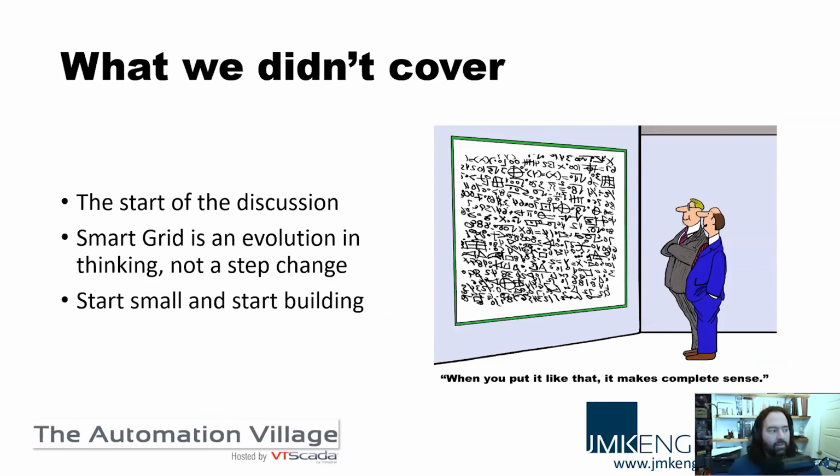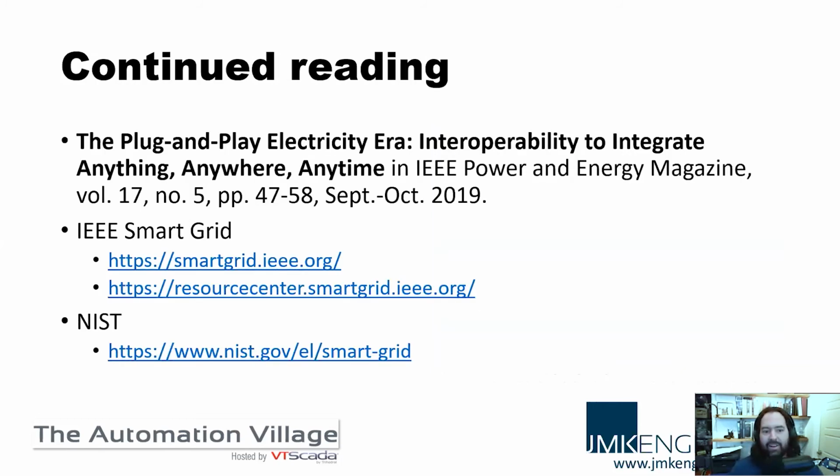Some things that we didn't cover. This is just the start of this conversation. How does a utility use existing infrastructure and the legacy organizational structure to build a smarter grid without adding risks to the company? We talked about some background of how utilities in general are structured and what we can learn from their history of why they're structured that way. And finally, some continued discussion. A lot of this presentation was based on the plug-and-play electricity era, interoperability to integrate anything, anywhere, anytime. It was in the PE magazine in the fall.